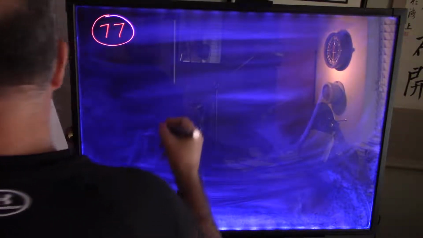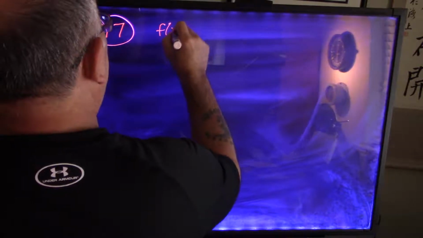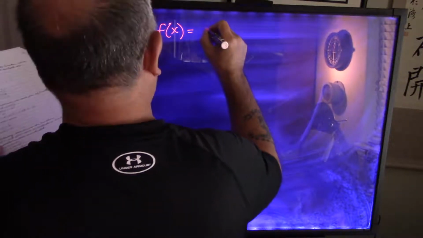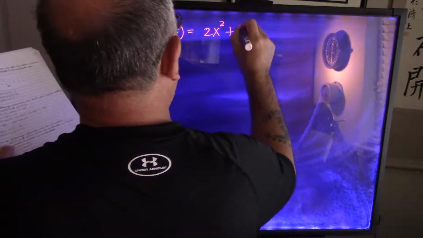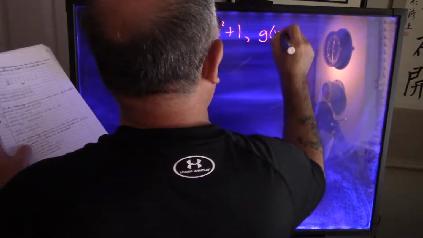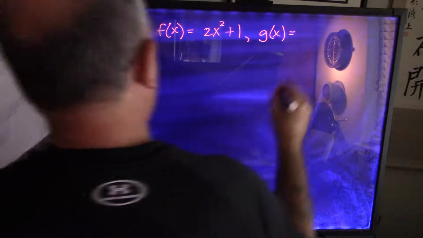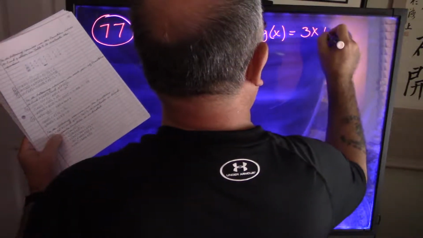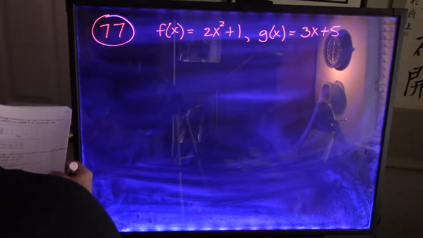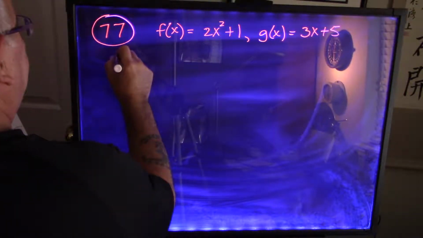Okay, number 77. For the following exercises, use the functions f of x is 2x squared plus 1 and g of x is 3x plus 5 to evaluate or find the composite function as indicated. Alright, so let me write these functions down. f of x is 2x squared plus 1 and g of x is 3x plus 5. So we need to find f of g of x.